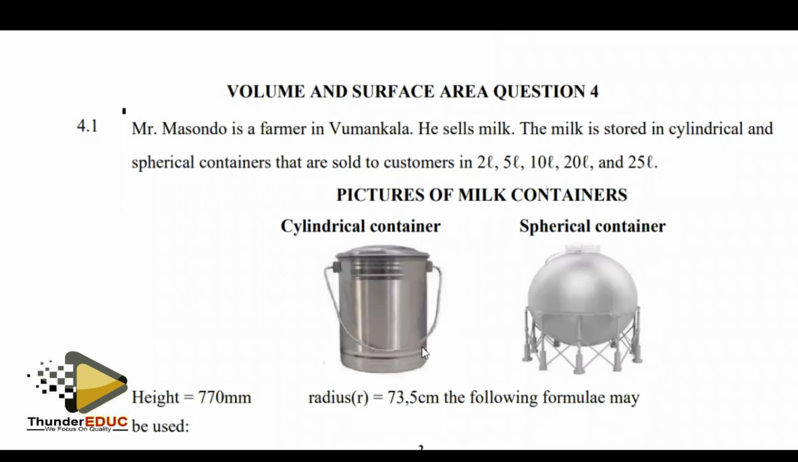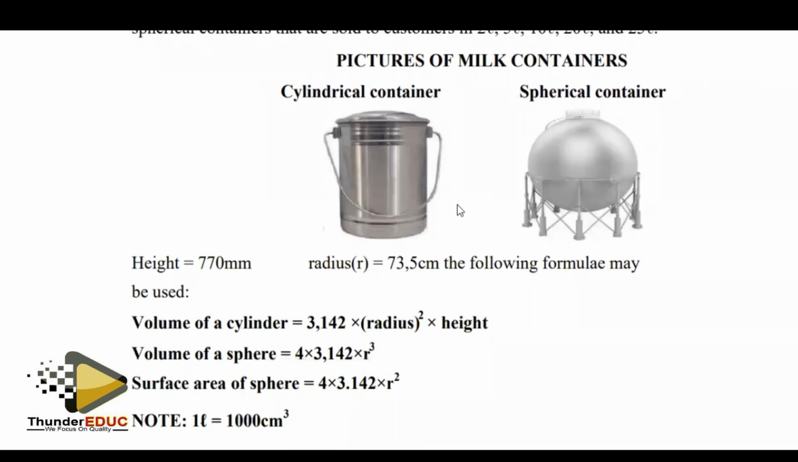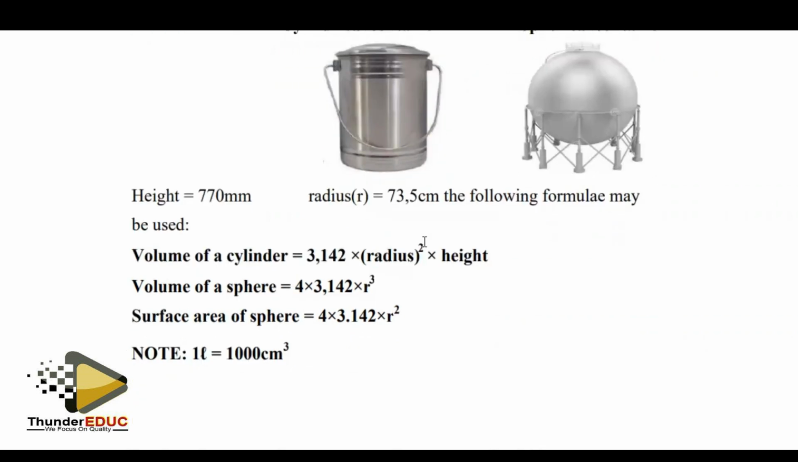Mr. Msondo is a farmer in Vumakala. He sells milk. The milk is stored in cylindrical or spherical containers that are sold to customers in 2 liters, 5 liters, 10 liters, 20 liters, and 25 liters. Pictures of the milk containers are shown below. This is a cylindrical and this is a spherical one. Sphere, it's like a ball. Cylindrical, it's like a tin, a can of Coke, a tin of baked beans, the cylinder.